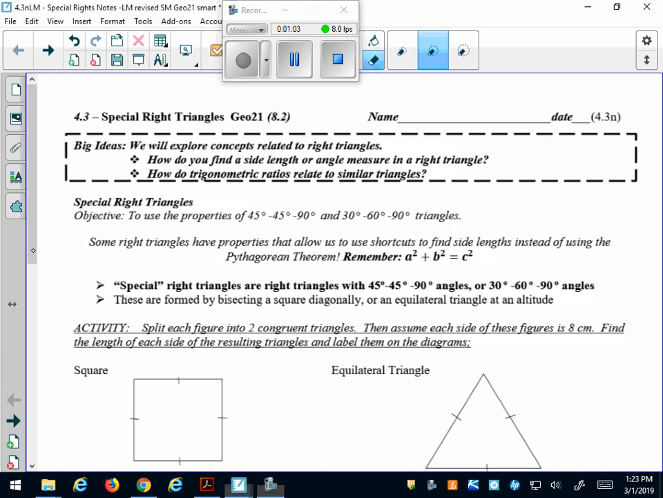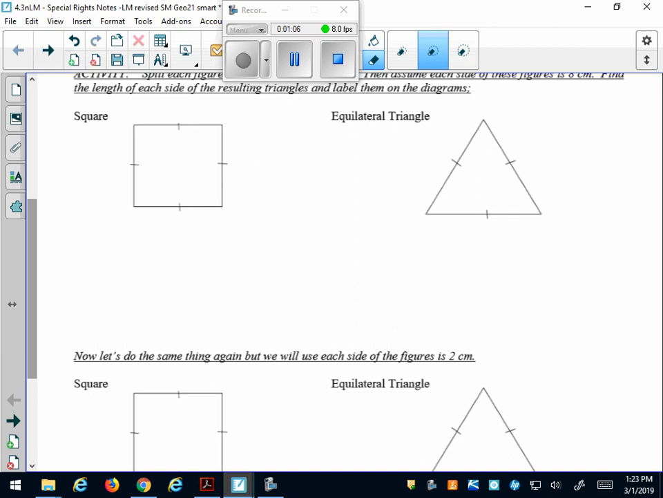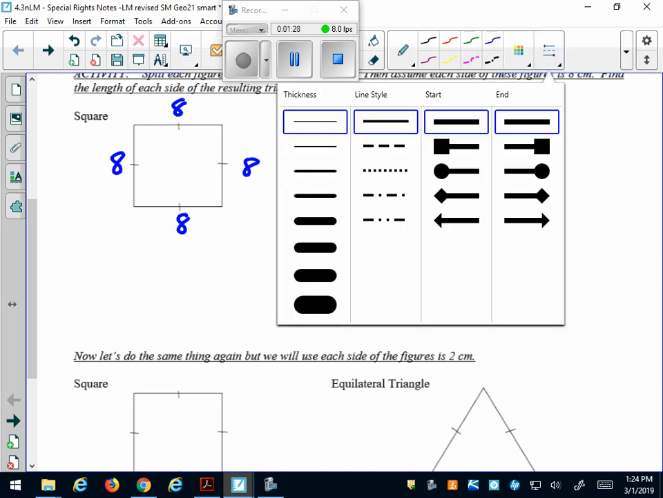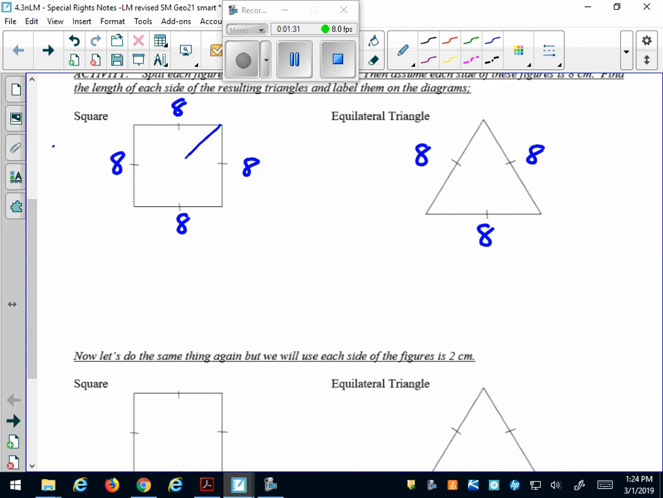So for starters, we're going to start with this little activity here. This is a square, and this is an equilateral triangle. We're going to assume each side has a length of 8 on both of these. For this one, we're going to draw the diagonal, and we want to find the length of this diagonal. I'm going to call it D for diagonal. Okay.